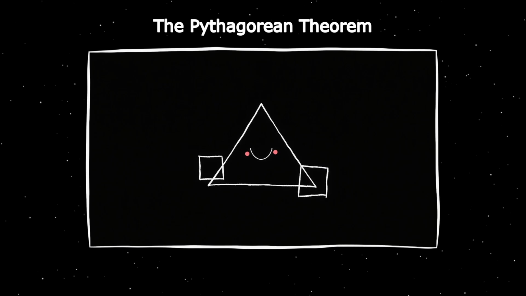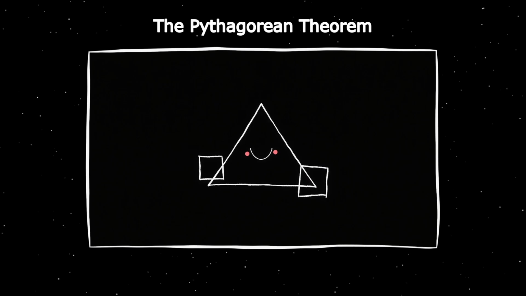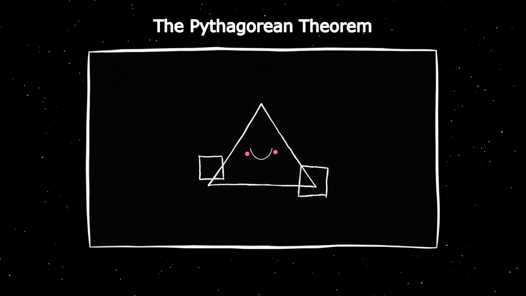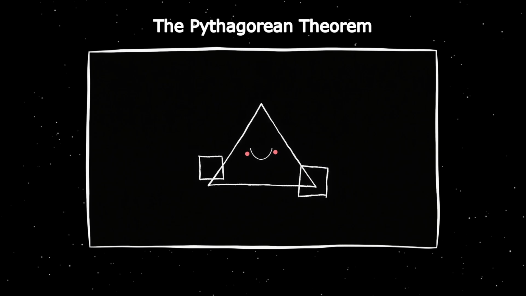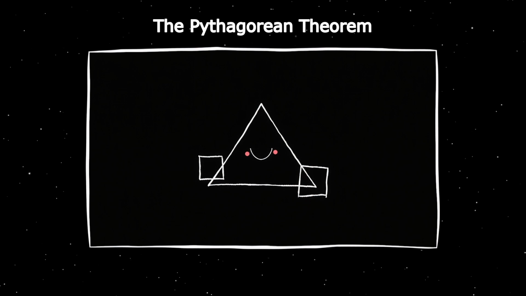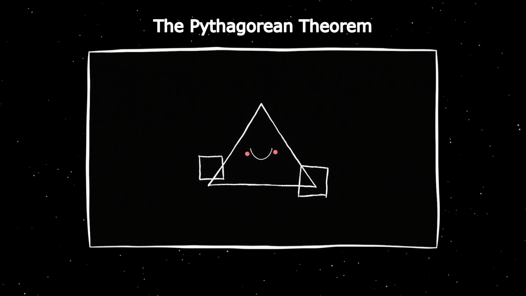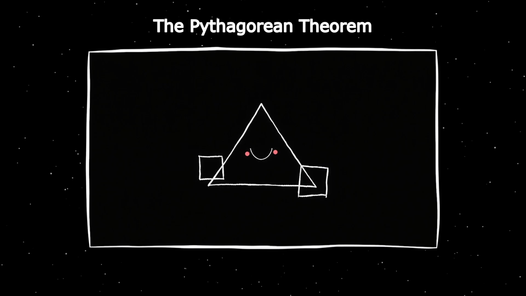At its core, the Pythagorean theorem can be expressed with a simple equation: a squared plus b squared equals c squared. In this equation, a and b represent the lengths of the two legs of the triangle, while c represents the length of the hypotenuse. The hypotenuse is the longest side of the triangle, opposite the right angle.